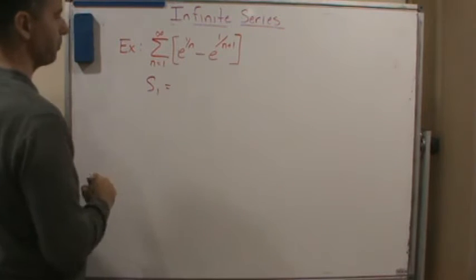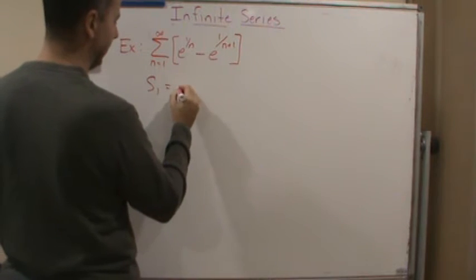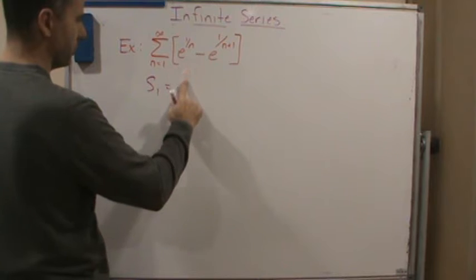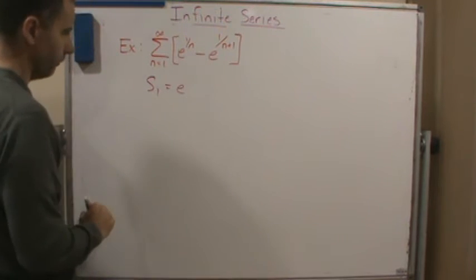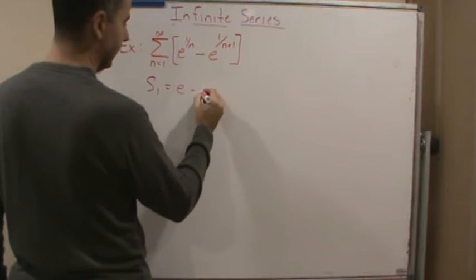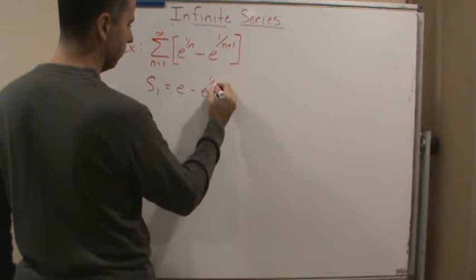S sub 1. Well, what's S sub 1? It's going to be e to the 1, so it's just going to be e, minus e to the 1/2.